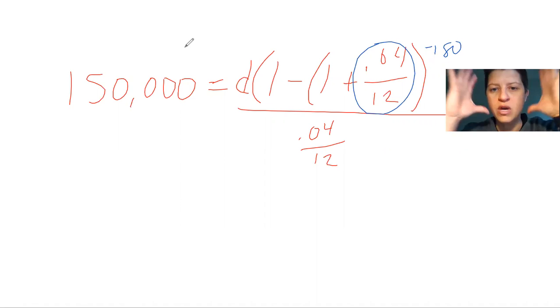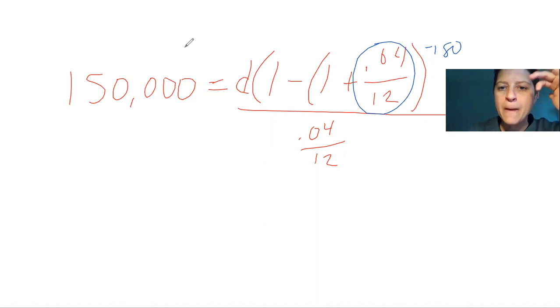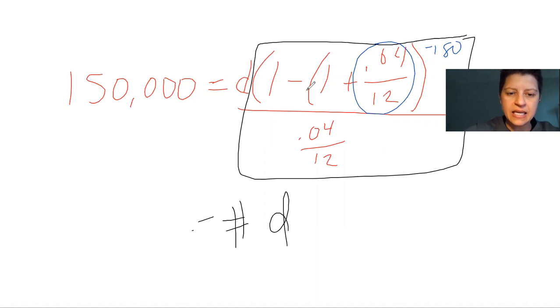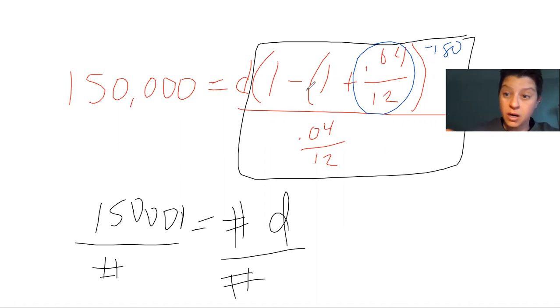Now, thinking through the order of operations, okay? My goal right now in this problem is to simplify this half. Because what I really want is some number times D equaling 150,000. Because if I have that, I can then divide both sides by that number, and that'll give me D. So once I have a numeric valuation for what's on the right-hand side, I can then just take 150,000, divide it by that answer, and I'll have my value of D.